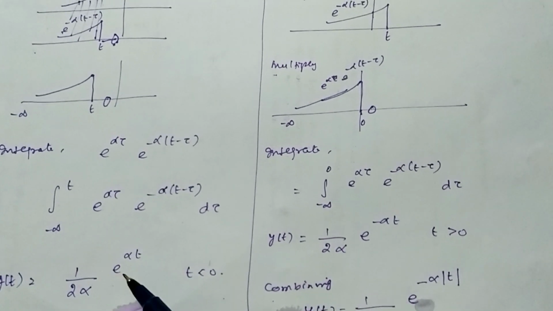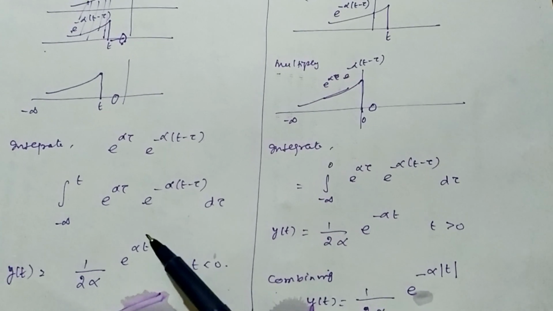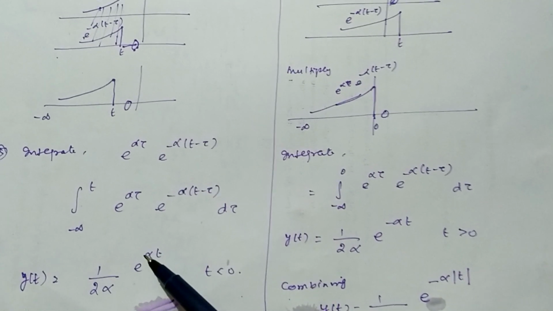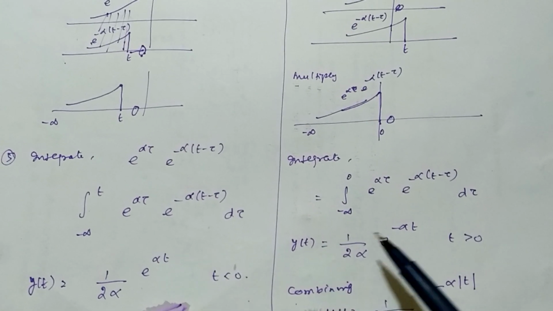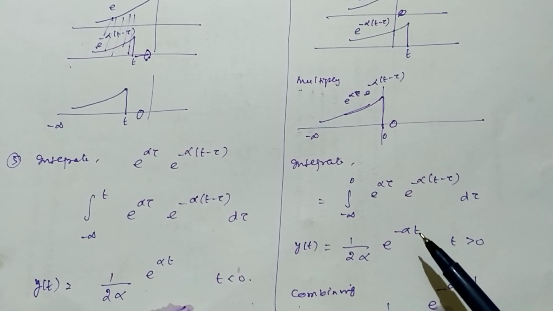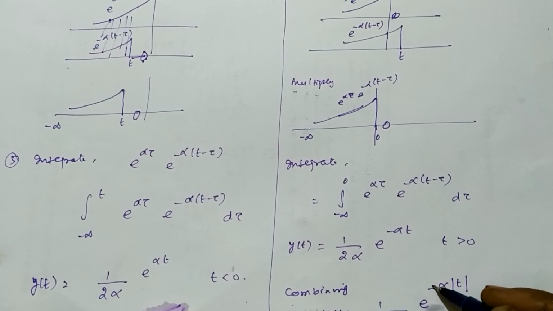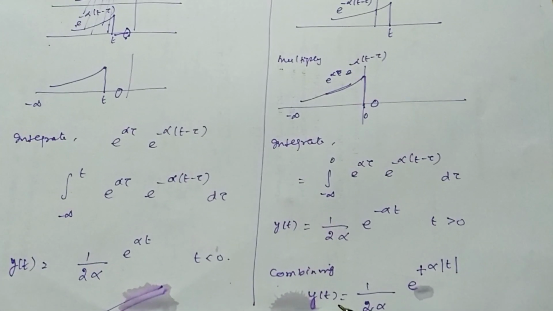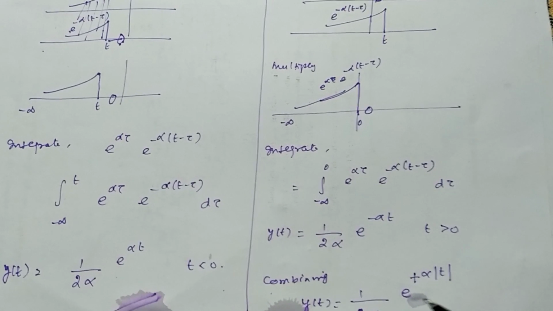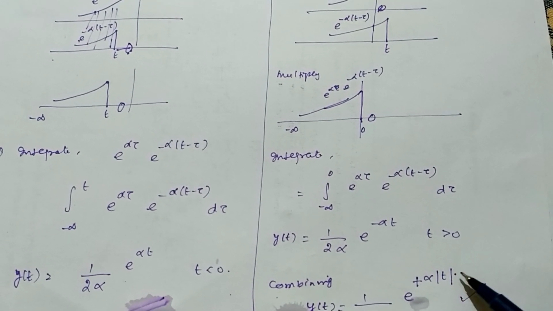For the negative shift, we have e power plus alpha t, and for the positive shift, we have minus alpha t. So combining both, we can write y of t is equal to 1 divided by 2 alpha e power minus alpha magnitude of t. So this t can take both positive and negative values.